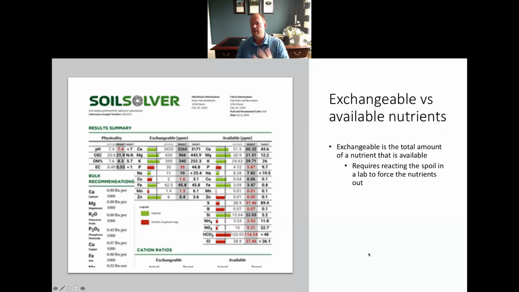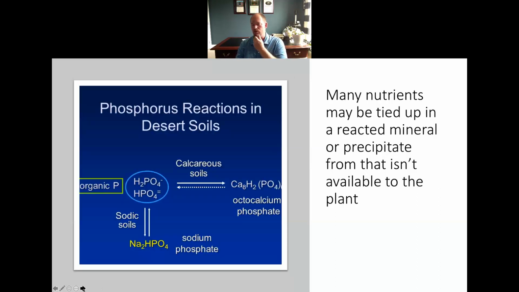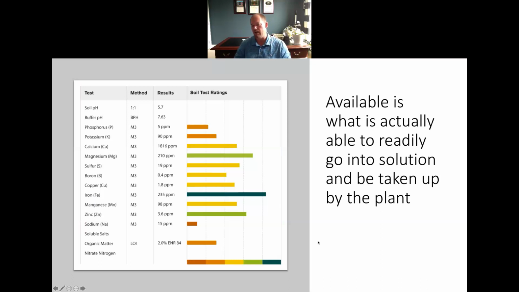But this doesn't mean that this is actually available or entirely available to the plant. That's because many of these nutrients might be tied up in a reacted or mineral precipitate form that isn't readily available to the plant. So when we talk about plant available units versus exchangeable units, available is what is actually able to readily go into solution and readily be taken up by the plant. Again, there's a difference between the two, and a lot of soil tests only show you the exchangeable result. So what does that mean?